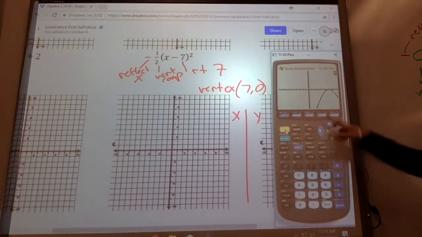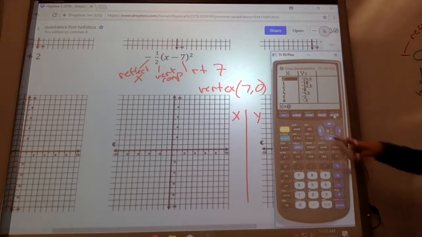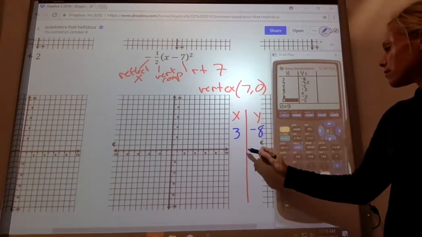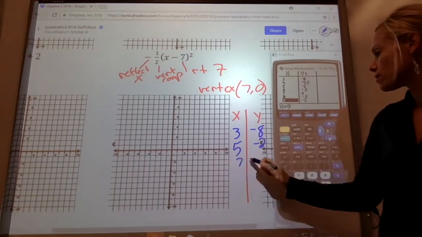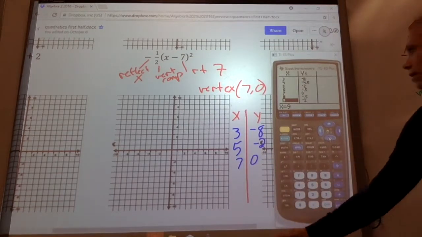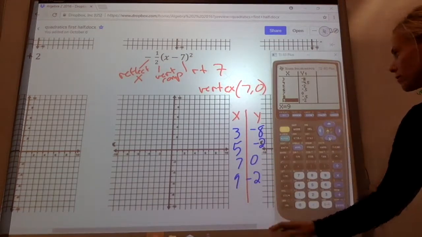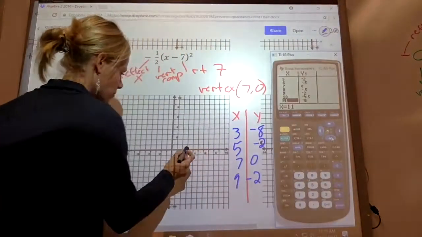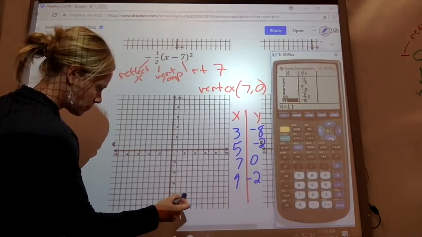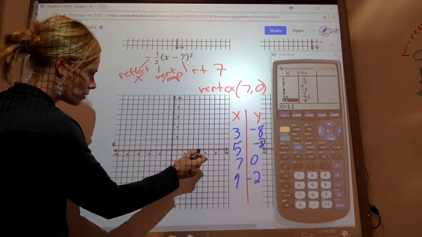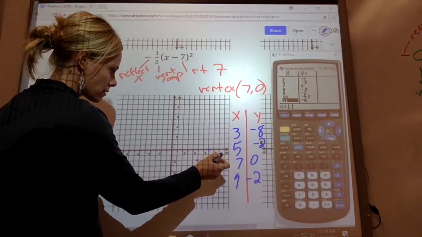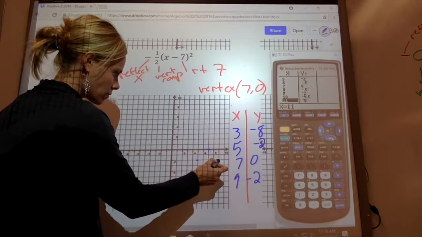So I would go second table. And again, you're going to want to find symmetry, just like the absolute value. So 3, negative 8, 5, negative 2, 7, 0. There's my vertex. 9, negative 2. And that's probably all I can fit. So 3, negative 8. 5, negative 2. 7, 0. 9, negative 2.